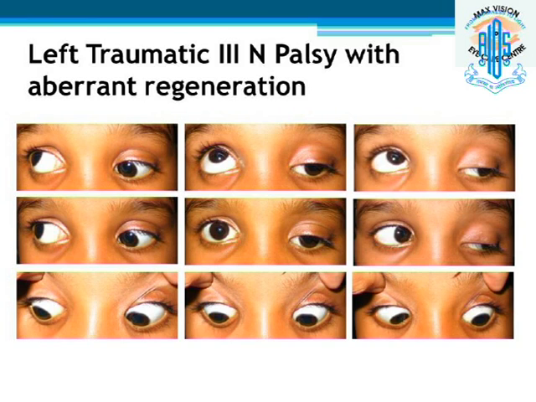A case of left traumatic third nerve palsy. Important here is to see the aberrant regeneration, because on adduction there is elevation of the lid. So this can be utilized in managing this case surgically.